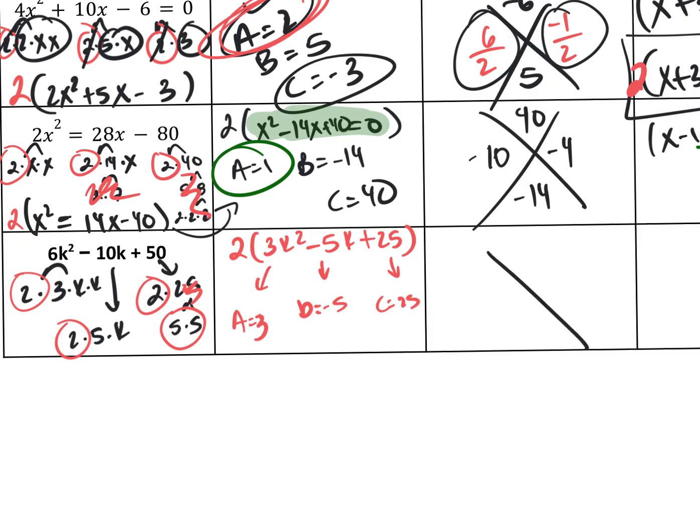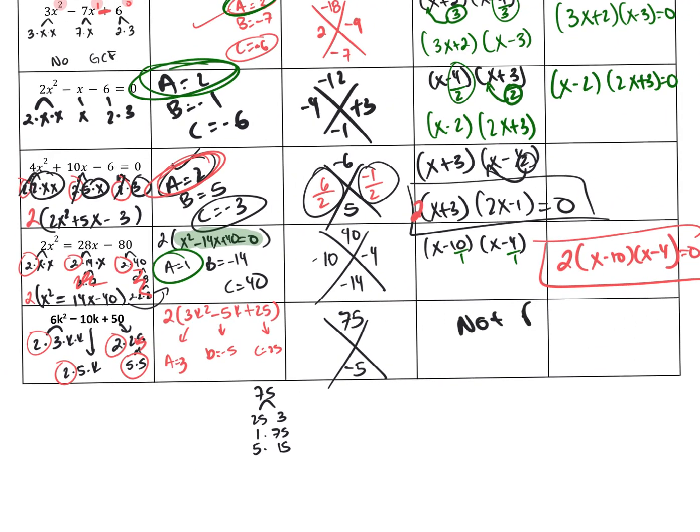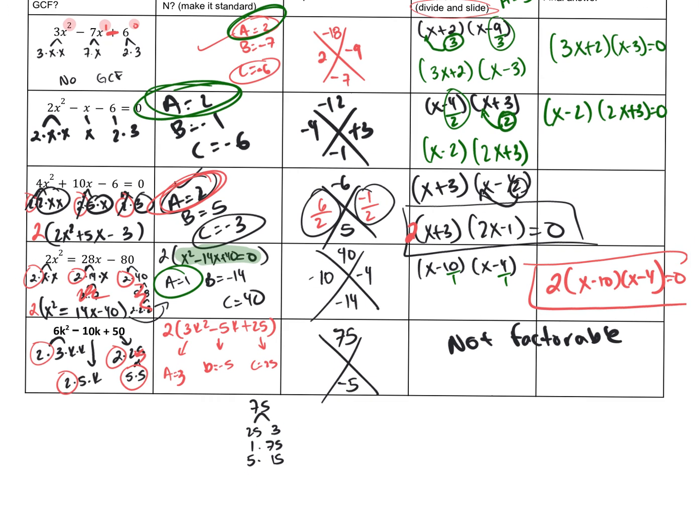Set up the X puzzle. 75 and negative 5. And so you look for 75 on your multiplication table. You can get 75 by multiplying 25 times 3. You can also get it by multiplying 1 times 75 and 5 times 15. And you can try all of those variations, but nothing's going to work because this problem is not factorable, which can happen on your practice. So if you have all the right numbers and they don't give you the negative 5, it's fine. You probably did it right. It's just not factorable, y'all.